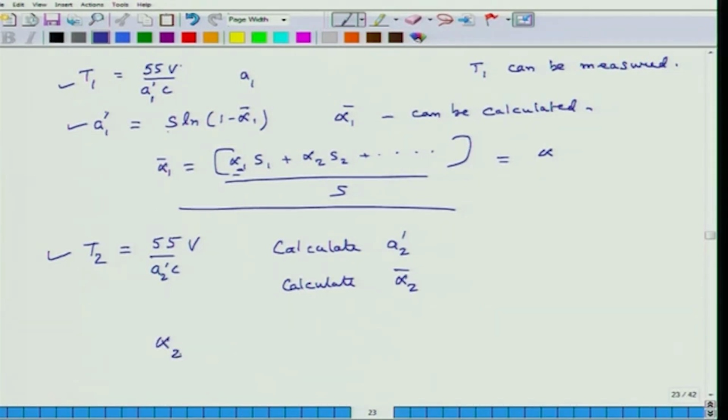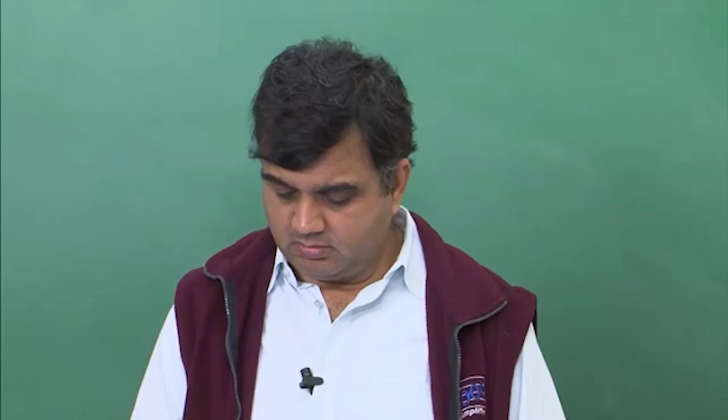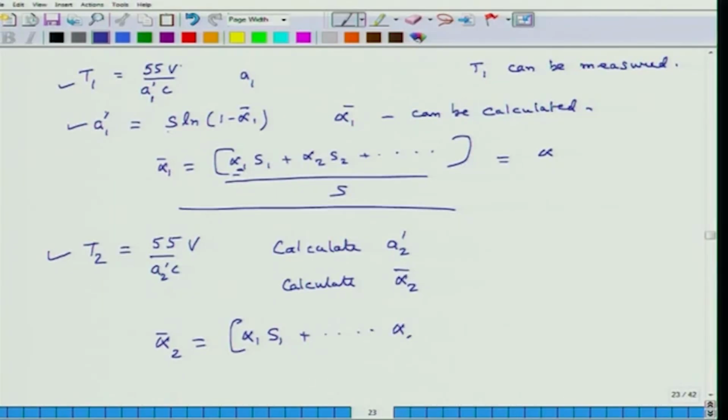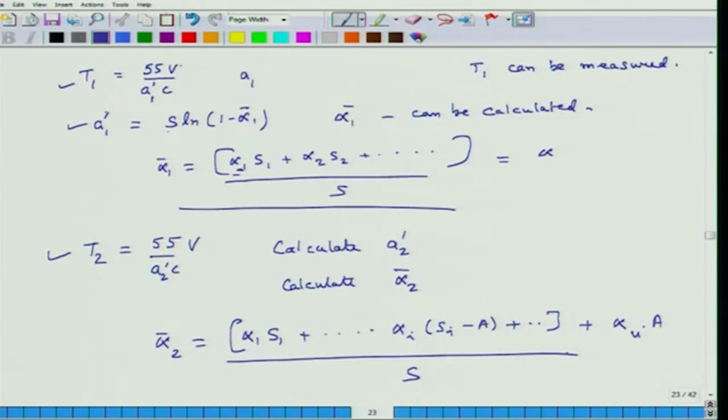So what is alpha 2 bar? Alpha 2 bar is alpha 1 S1 plus, over all the surfaces, but then there will be one surface where, say, alpha i times Si minus the area of the material, plus all other terms, divided by S, plus alpha unknown times A. So I know all the terms in this equation.